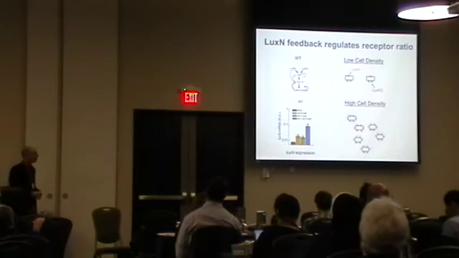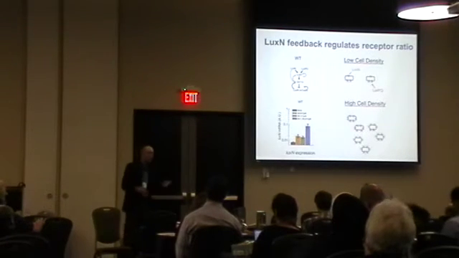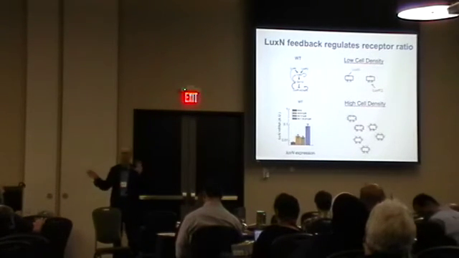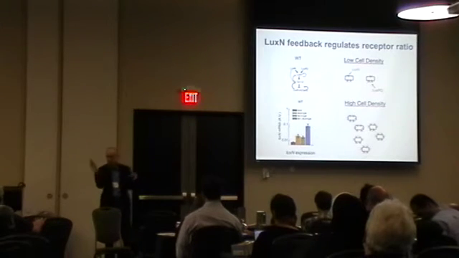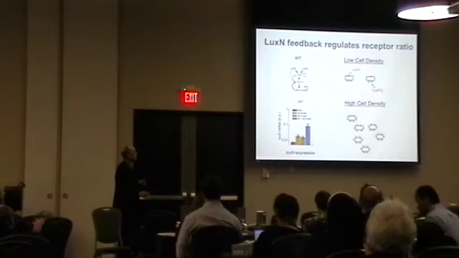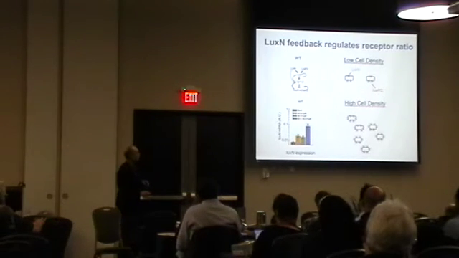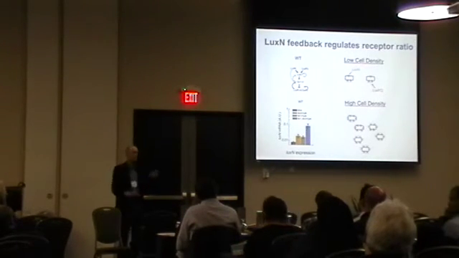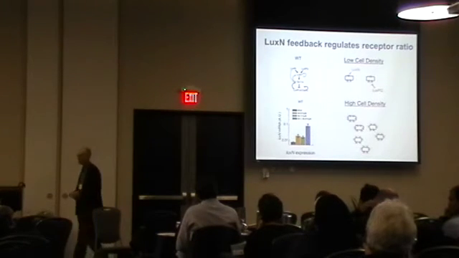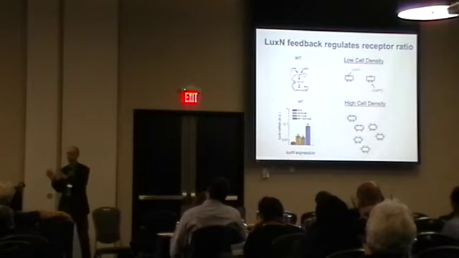The first thing we learn is that the feedbacks actually control the ratio of those 2 receptors. Remember, the cell's making these 2 receptors, we've gotten rid of the 3rd one. But as the cells go from low cell density to high cell density, they go from having a predominance of one type of receptor, this orange one, to a predominance of the green receptor. So one of the things this feedback is doing is letting the cells pay attention to different signals.